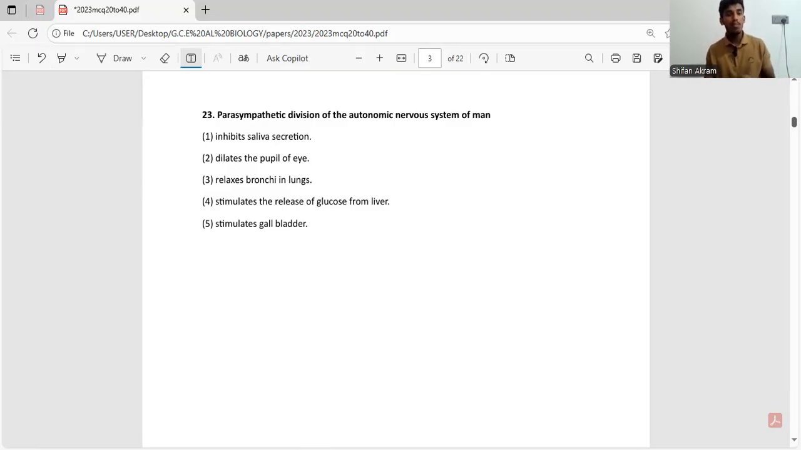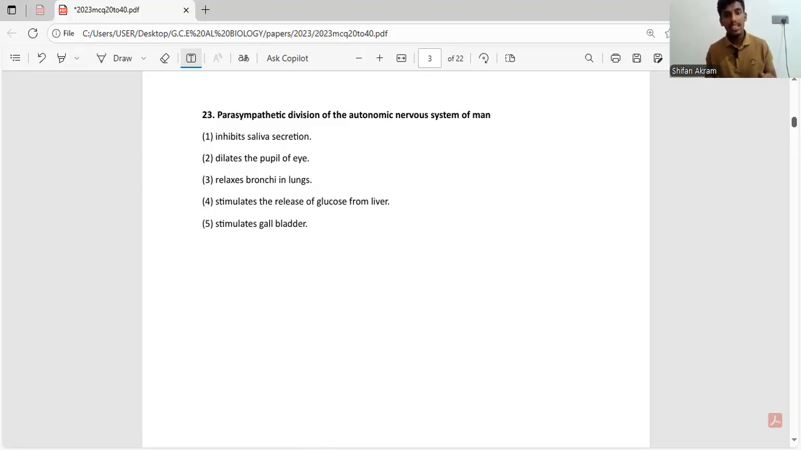Second one, dilates the pupil of the eye. Pupils are dilated only when we are in danger, right? Because the sympathetic nervous system is activated. When there is not much light coming into the eyes, pupils are dilated. Again, when we are stressed. So the pupil is constricted during parasympathetic nervous system activation, not dilated. Again, that is the wrong answer.